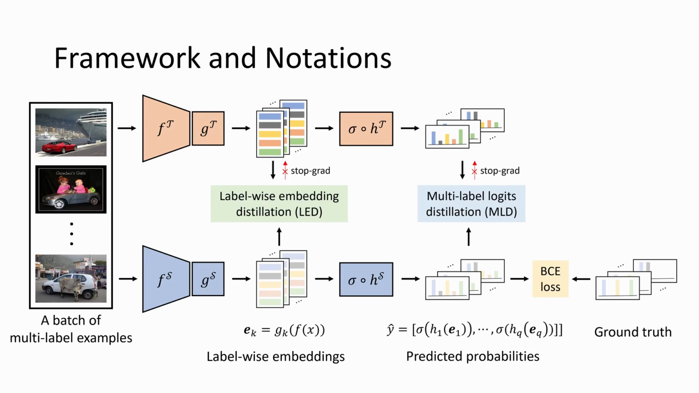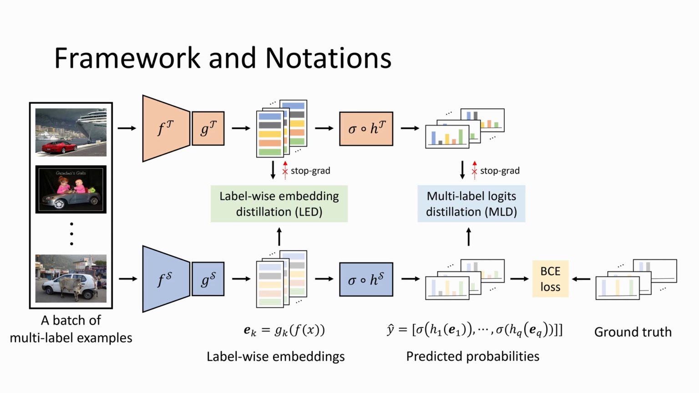In this paper, we use a classification model consisting of three components: a visual backbone F, a label-wise embedding encoder G, and a multi-label classifier H. Then we can get a feature map Fx for the input X, a label-wise embedding EK equals GK of Fx with respect to the K-th class based on the feature map Fx, and multi-label probabilities Y hat. Here sigma denotes the sigmoid function.